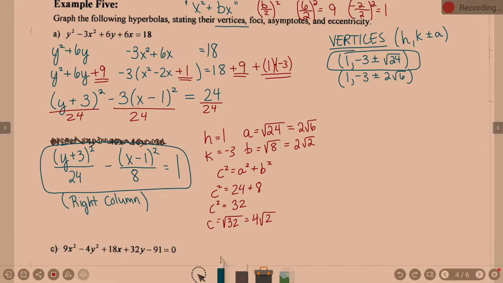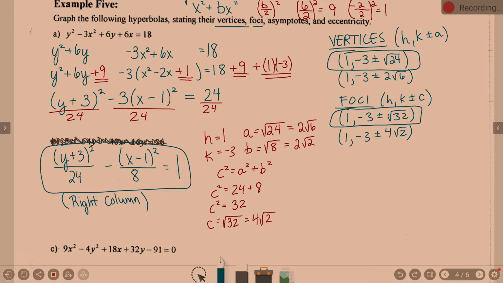Okay. What's the only difference between vertices and foci? Replace A with C. So I'm going to have 1 comma negative 3 plus or minus square root of 32, or 1 comma negative 3 plus or minus, not 2, 4 square root of 2. Again, I am fine if you don't simplify the radical. They don't really require it in this lesson. It's also that right there.